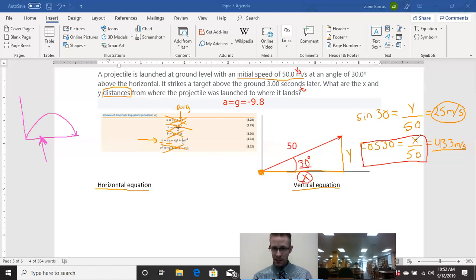I don't know what that is. My hypotenuse, they gave me as 50 right here. Okay, so adjacent over hypotenuse. Now, how am I going to get x by itself, guys? Shout it out.